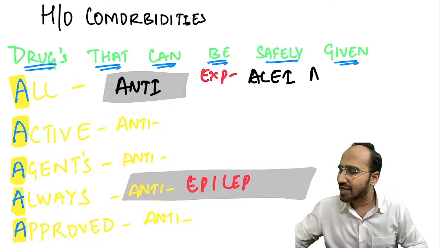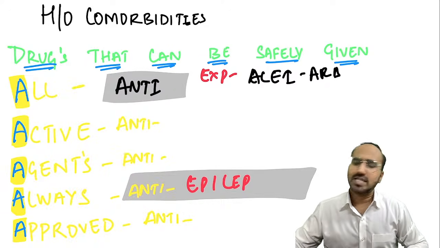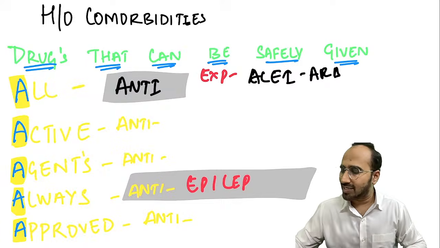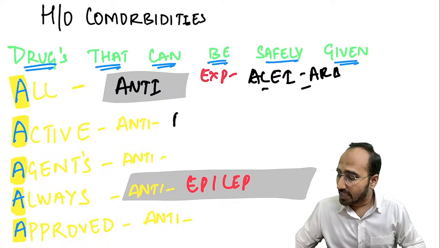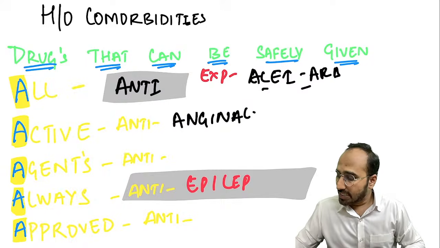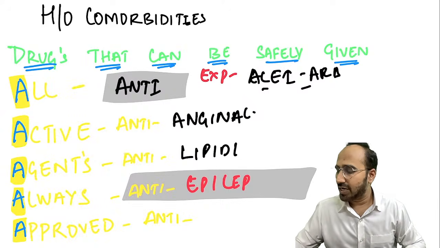ACE inhibitors and ARBs, if you give them, there is a chance of potential rebound hypotension during surgery. So you are stopping ACE inhibitors and ARBs on the day of surgery. ACE, one more A stands for what, guys? Anti-anginal drugs. Anti-anginal drugs can be continued. One more A is what, guys? Anti-lipidemic drugs. Anti-lipidemic drugs can be continued.